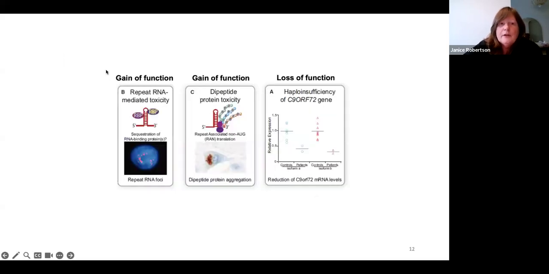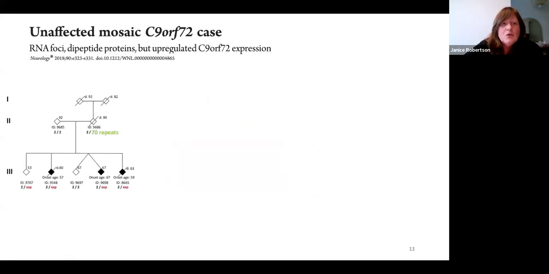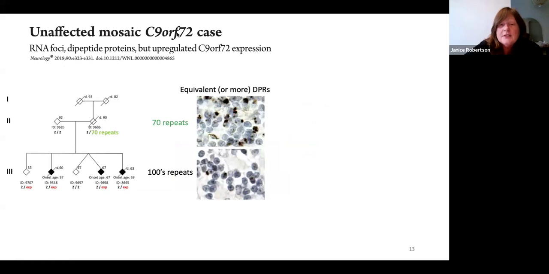Then we wanted to look at the gain of function and loss of function mechanisms in these tissues. As I say, we were very fortunate to obtain tissues from this family. When we looked at dipeptide repeat proteins, this is the father and this is the daughter who passed away with ALS. You can see quite clearly there are tons of dipeptide repeat proteins in this region of the brain, which is in fact the cerebellum. When we looked in other regions, there were equivalent numbers of each type of dipeptide repeat protein in the father, who did not have ALS or FTD and died at 90, compared to the daughter who died in her late 50s. So they had equal numbers of dipeptide repeat proteins.